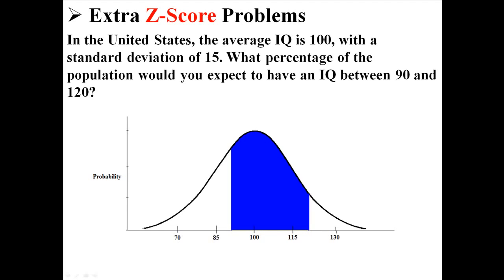Now, let's say I made the question a little bit harder. It's still the United States, the average IQ is 100, and the standard deviation is 15. So now the question is, what percentage of the population would you expect to have an IQ between 90 and 120? The blue shaded area is the area between 90 and 120, or at least it should be. It's close enough in my picture.